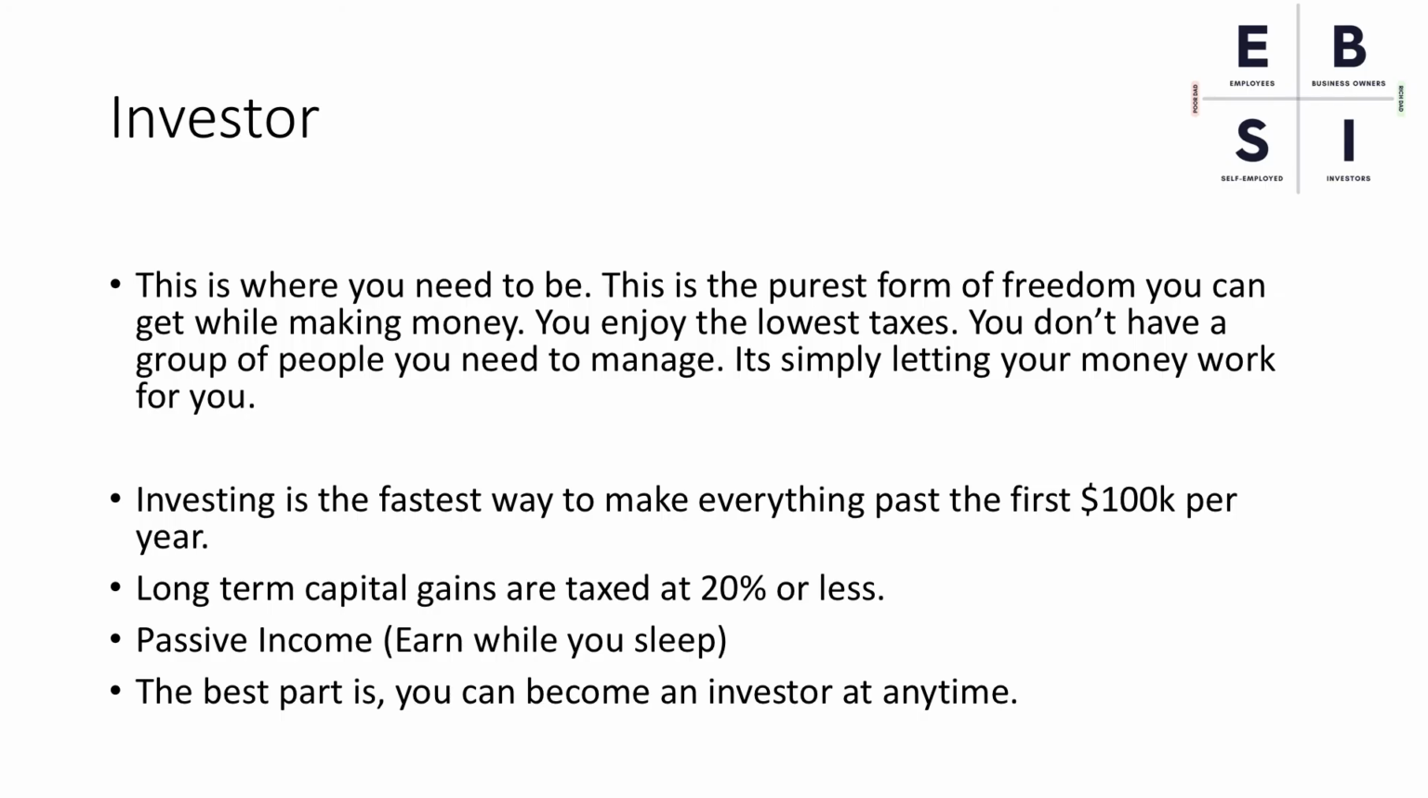Now, by far the best place in this quadrant is the investor category. This is where you need to be. This is the purest form of freedom you can get while making money. You enjoy the lowest taxes, you don't have a group of people you need to manage, and it's simply letting your money work for you. Investing is the fastest way to make everything past that first $100,000 per year.